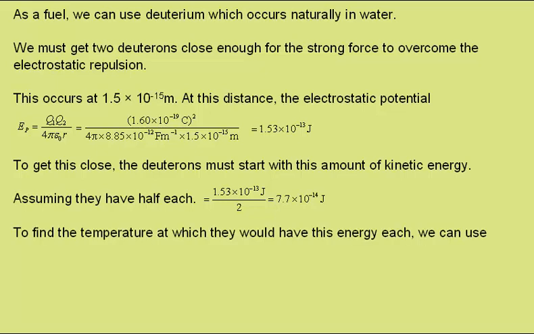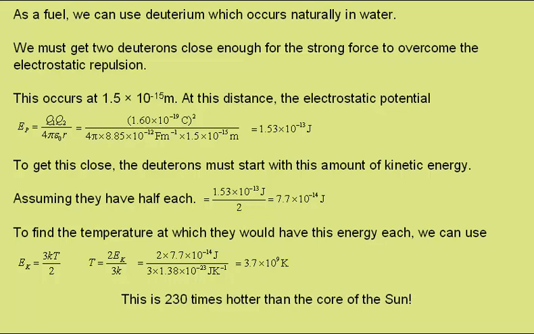To find the temperature at which they would have this energy, we can use the kinetic energy of a particle given by 3kT over 2, where k is the Boltzmann constant and T the temperature in Kelvin. So the temperature is 2 times the kinetic energy over 3k. Putting in the values, this gives a temperature of 3.7 times 10 to the 9 Kelvin. This is 230 times hotter than the core of the Sun.